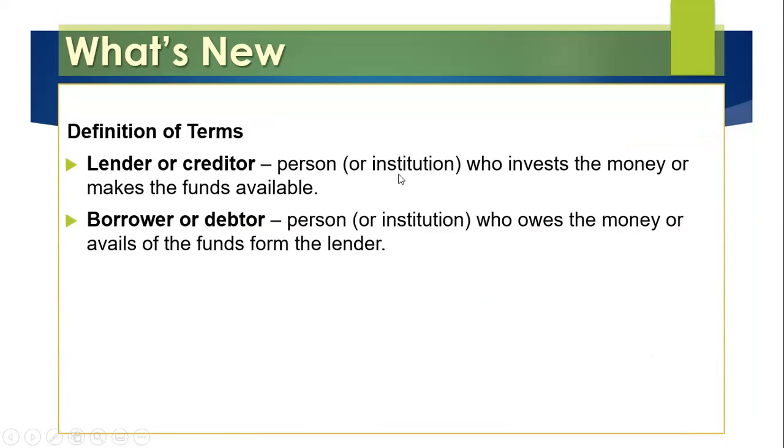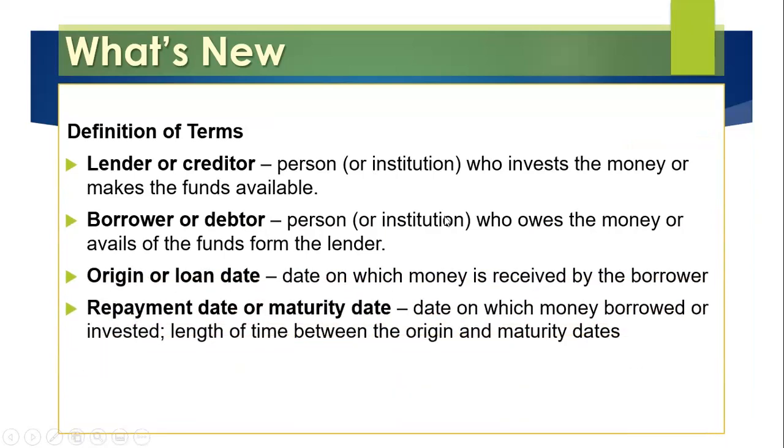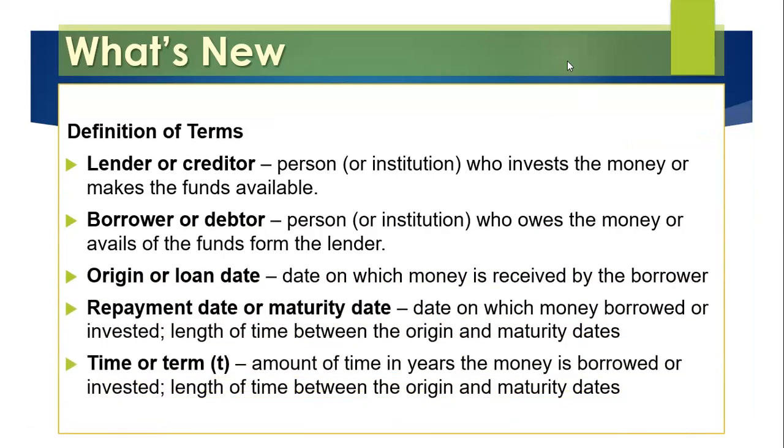Okay, so these are the definition of terms muna, no? Makaka-encounter kasi tayo sa mga worded problems natin. Okay, so we have first the lender or creditor. That is the person who invests the money or makes the funds available. So siya yung nagpapautang, no? Borrower naman, siya yung umutang. The person who owes the money or avails of the funds from the lender.